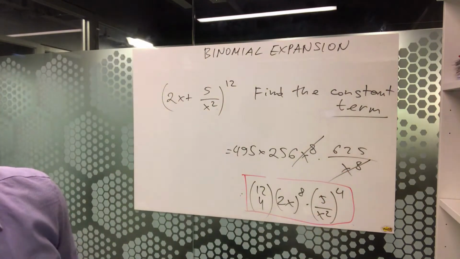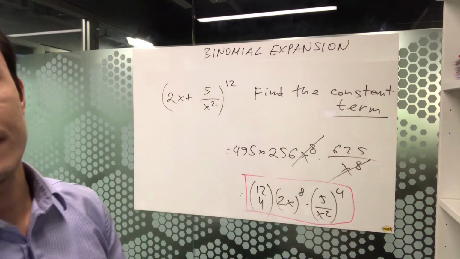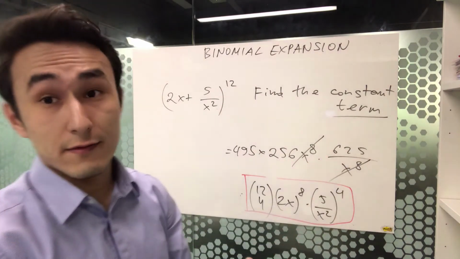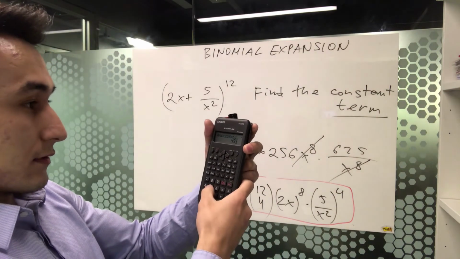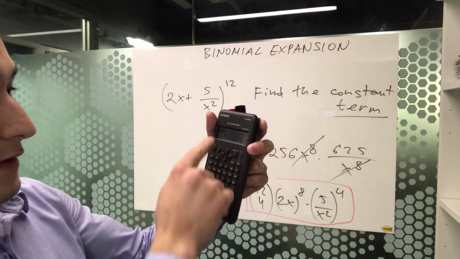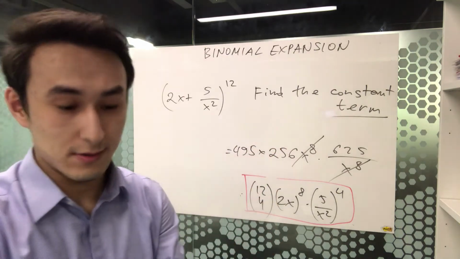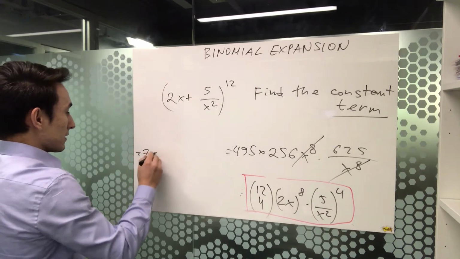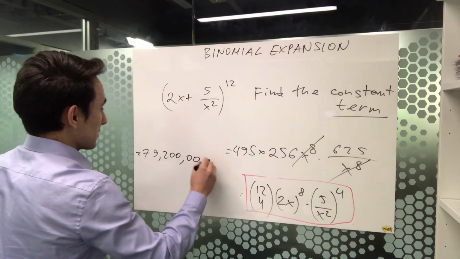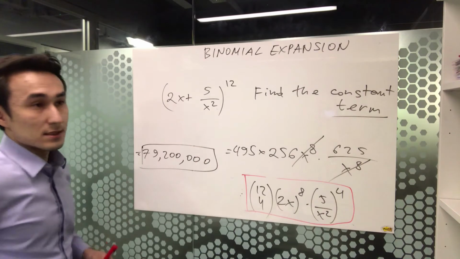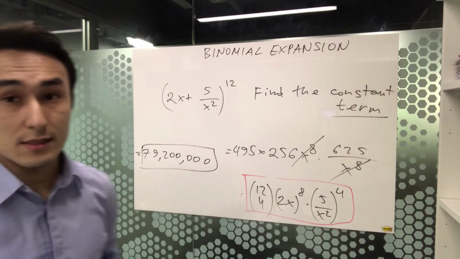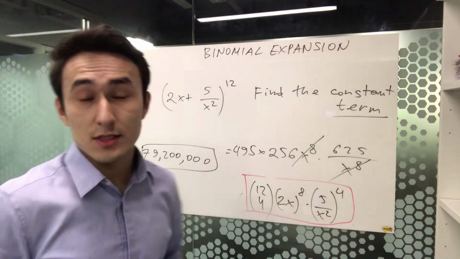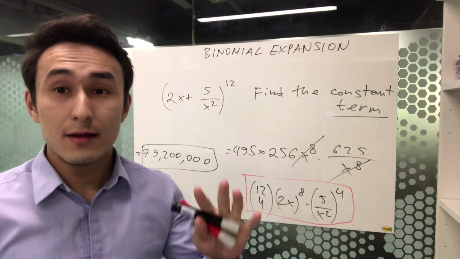And then using the calculator, we'll find out 495 times 256, and then times 625. That's a huge number. So the final answer is 79,200,000. 79,200,000 is the answer. This is the constant term. So this term doesn't have any x, and that's the answer. Once again, constant term is the term that doesn't have any x in it.